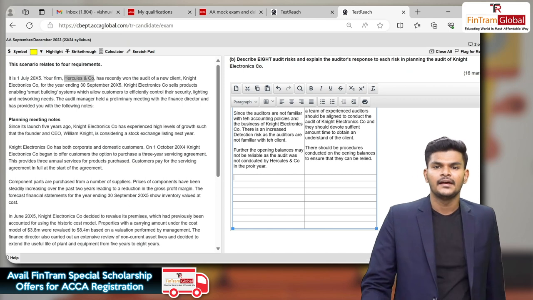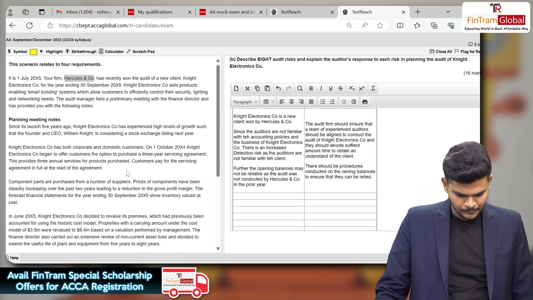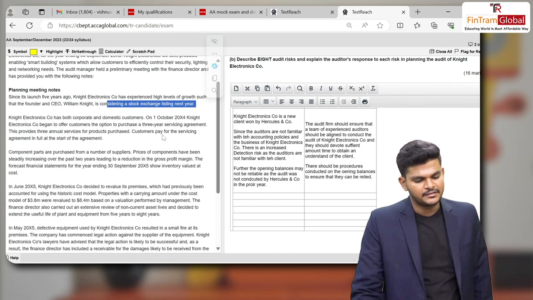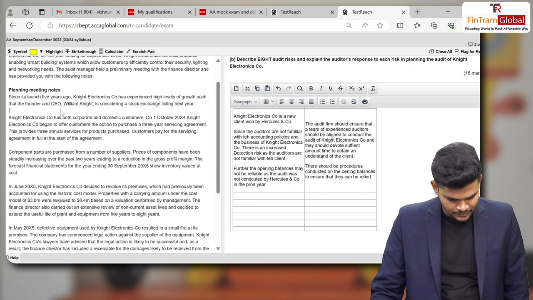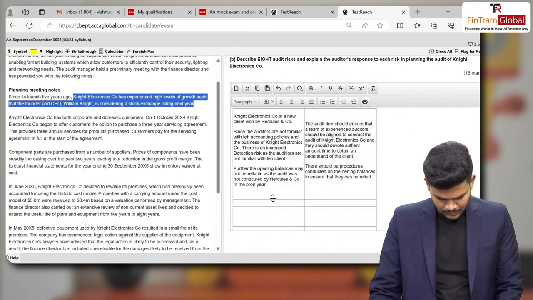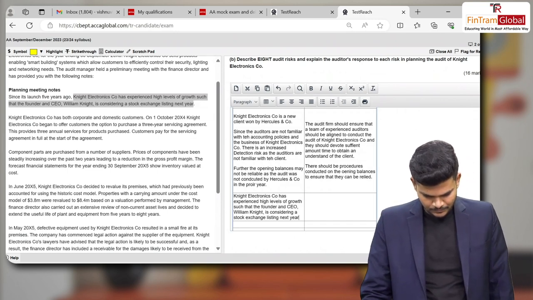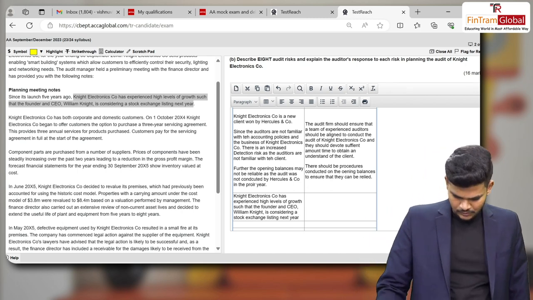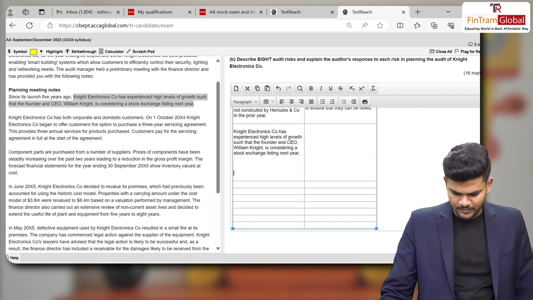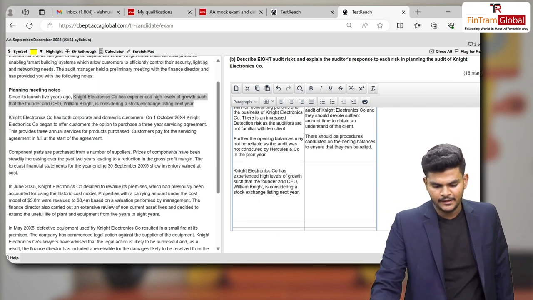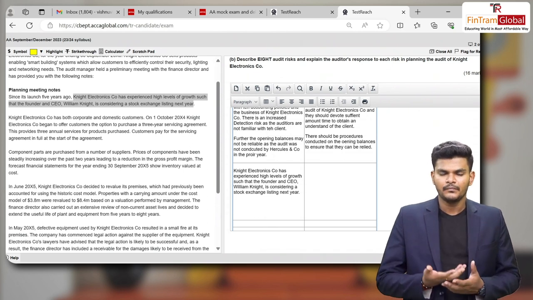What else can we mention over here? What other issues did we identify? This particular company is considering a stock exchange listing, isn't it? So I'll just mention that over here. Control C and then Control V. Experience high level of growth, therefore the founder. Yeah. So this is basically the instance that I've identified from the scenario, right? Now I have to explain why exactly is it a risk, isn't it? So why is it a risk exactly?